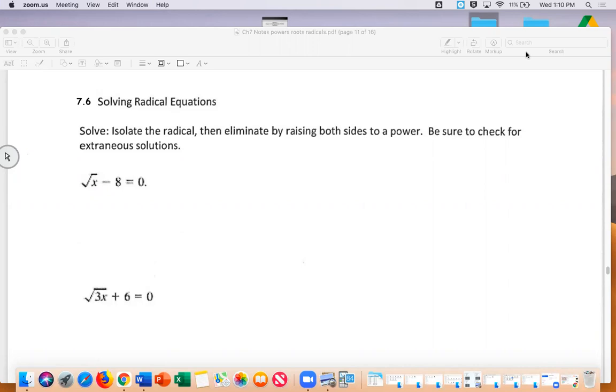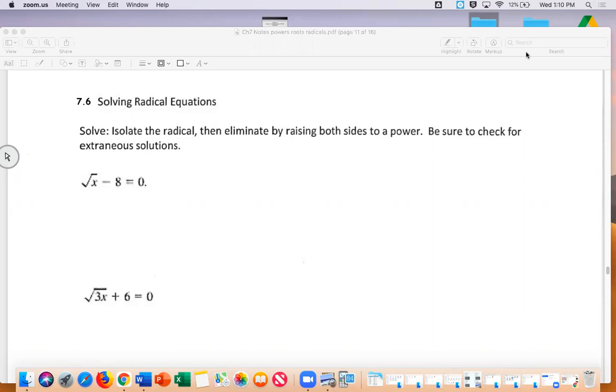So up here it says isolate the radical, then eliminate by raising both sides to a power. Be sure to check for extraneous solutions. So there's a lot of things going on here. First things first, Zach, all throughout math, we've had adding and subtracting undo each other, right? Multiplying, dividing undo each other. Now we have squaring and square roots. They undo each other. Cubing and cube roots. They undo each other. Does that make sense to you?